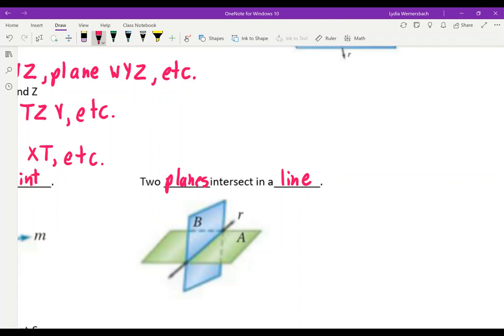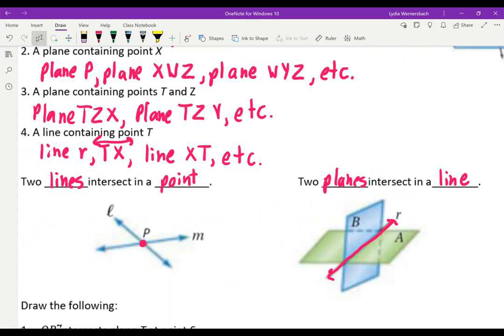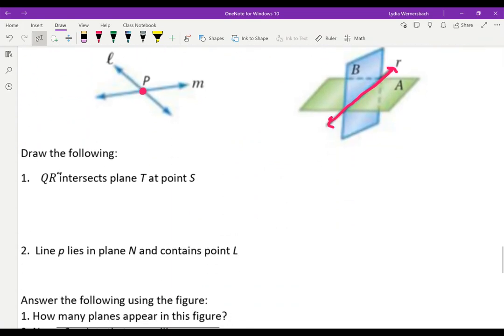So again, there are situations where planes don't intersect. They're parallel planes. That's totally fine. But if they are going to intersect, they are going to intersect at a line like this. So they intersect here at line R, and we do see that. So it's always kind of a step down. Lines intersect at points, planes intersect at lines.